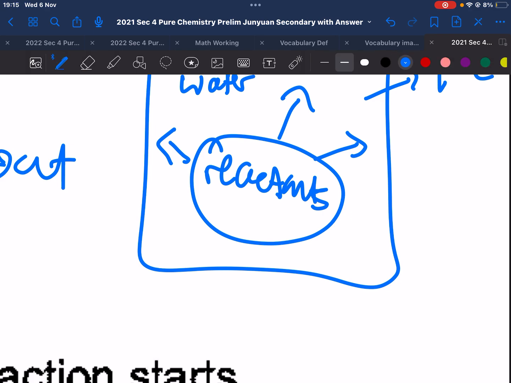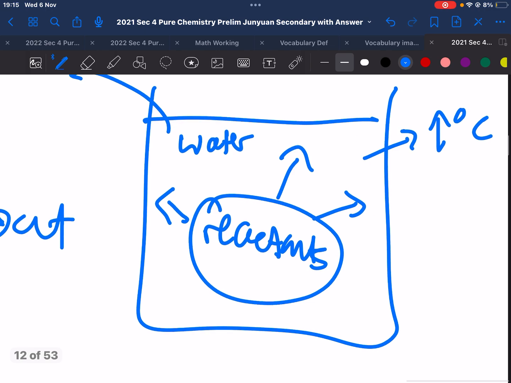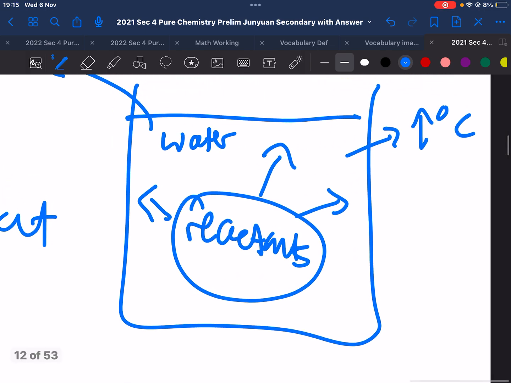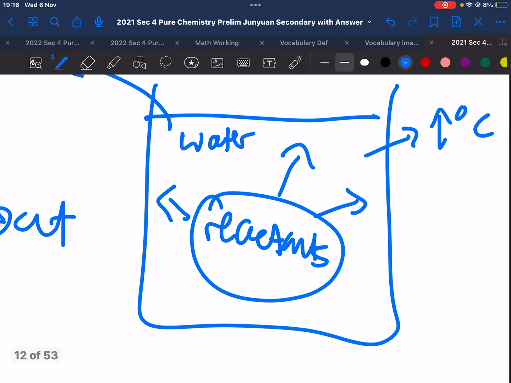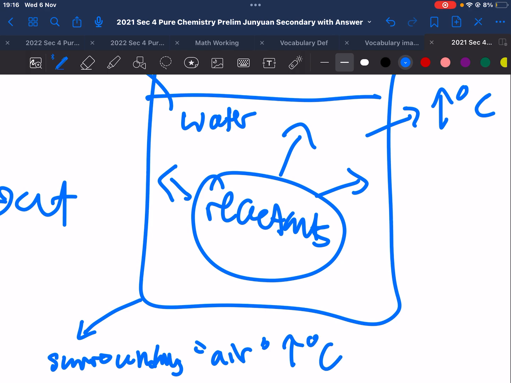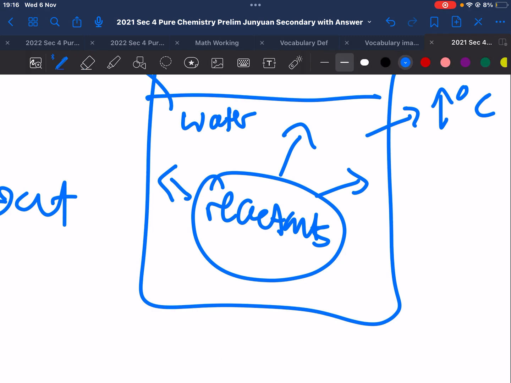A lot of students misunderstand this. They still think that the energy being lost is from the water. So they think the surroundings, or surrounding air, I should say, increase in temperature, and the water decreases in temperature because the water is losing energy. Again, that is not true, because the water is not reacting. The reactants in the water are reacting.